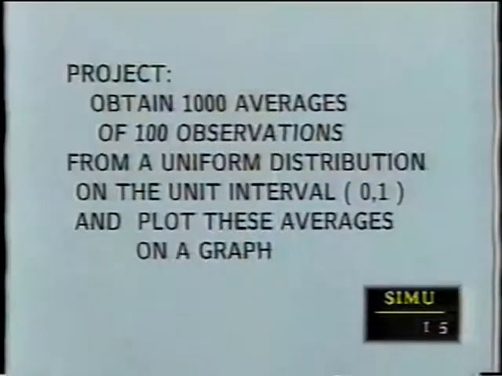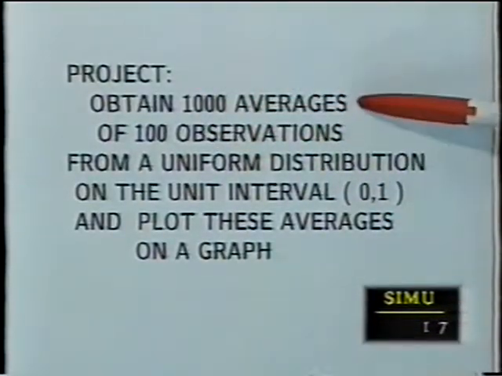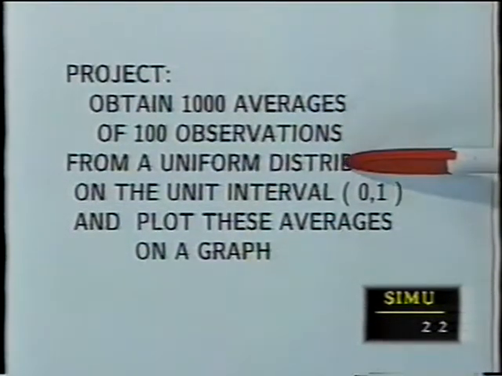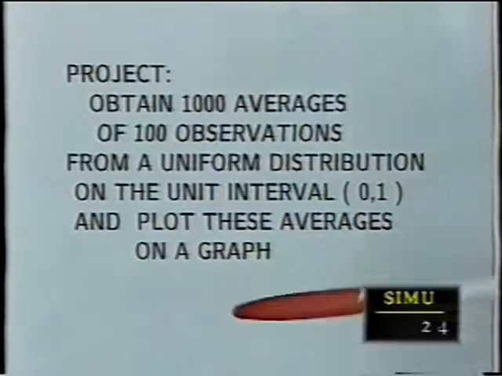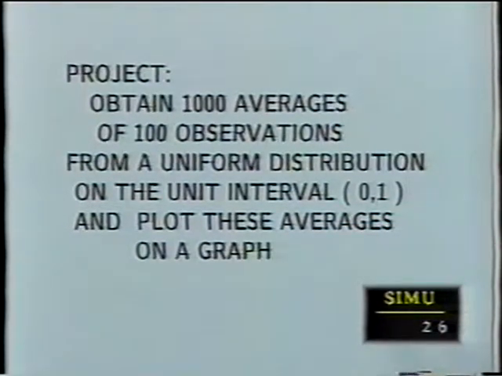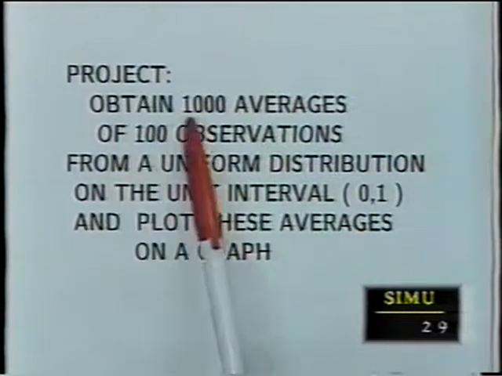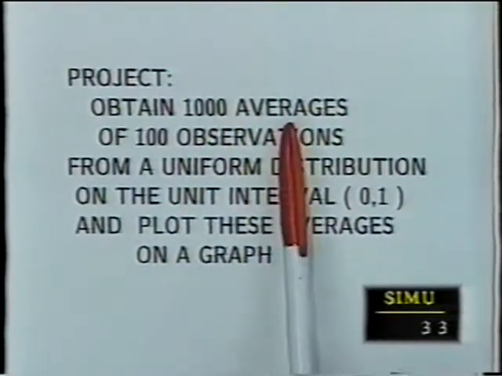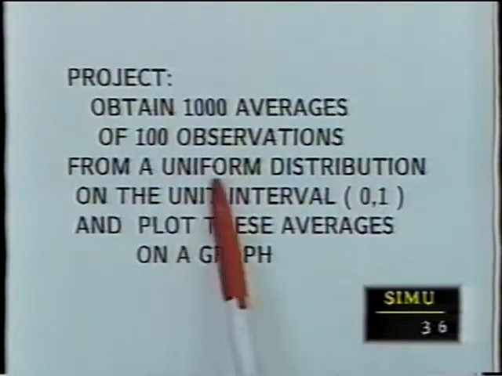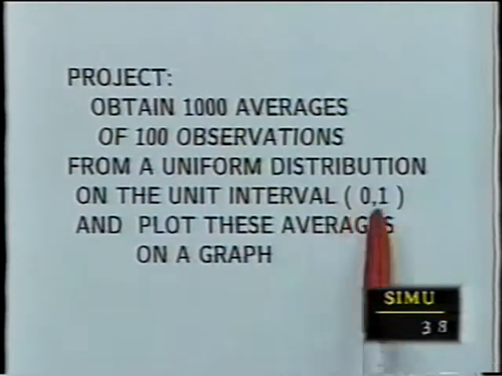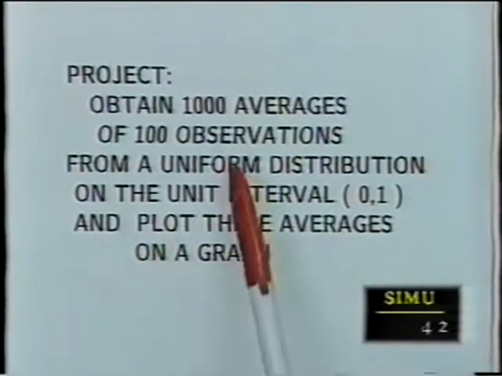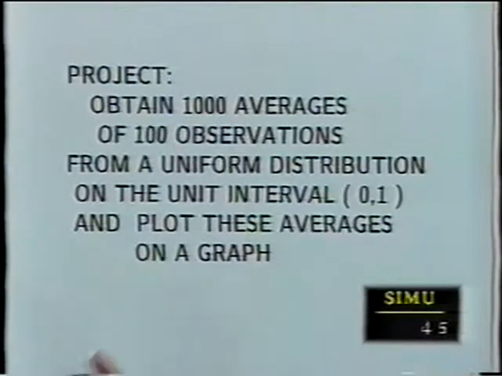Let's say you had an assignment in a class, and the assignment was to obtain 1,000 averages of 100 observations each from a uniform distribution on the unit interval 0, 1, and then plot the averages on a graph. All right, let's get the picture. 1,000 averages. In each of these averages, there's 100 observations from a uniform 0, 1 distribution. And then take those 1,000 averages and plot them on a graph.